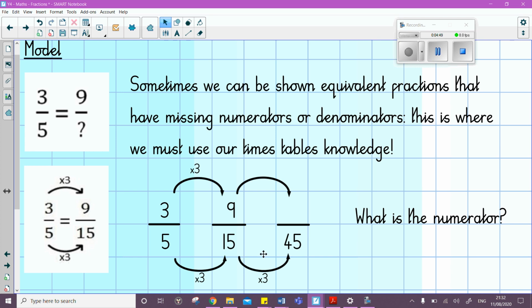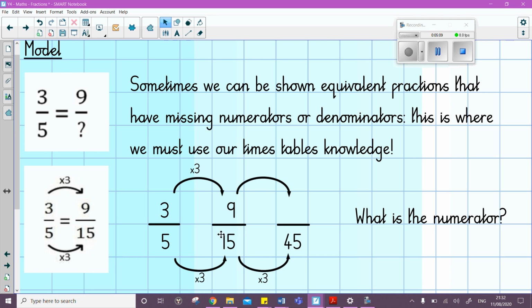So we can go to the denominators and see what has been done. So 5 was multiplied by 3, and that made 15. 15 was multiplied by something to make 45. So I can count in my 15s: 15, 30, 45. It has been multiplied by 3.